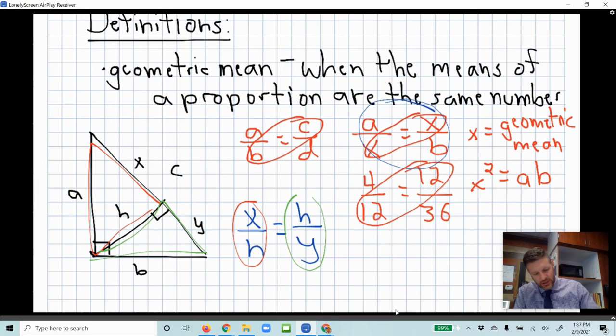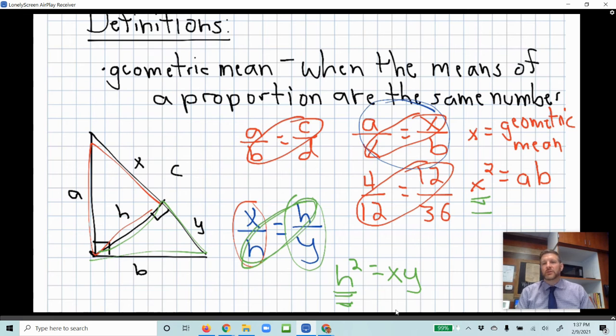But again, they have this h in common, and so that h in this case would end up being the geometric mean. If I were to solve this, I would get h squared equals x times y. And so that h, just like this x over here, is what we call the geometric mean. So look at where that's coming from, but the big idea, just go to the basic definition. If you really want to be basic, x squared equals AB. And we'll find some applications here in just a second. So that's our definition, a geometric mean, where the means of a proportion are the same number. And it can be expressed as x squared equals A times B.